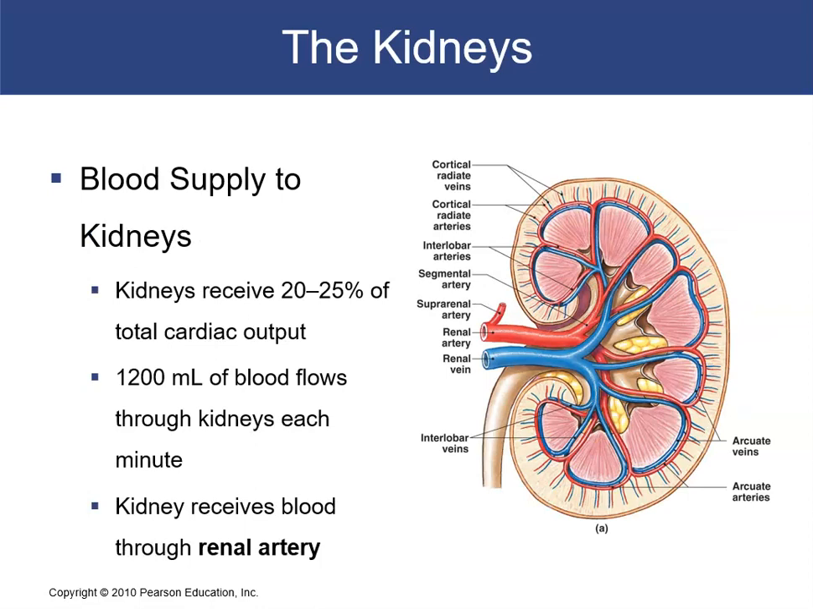Looking at this blood supply, the kidneys receive anywhere from 20 to 25% of the total cardiac output. 1,200 milliliters of blood flows through the kidney every single minute, and this blood is delivered to the kidney here through the renal artery.